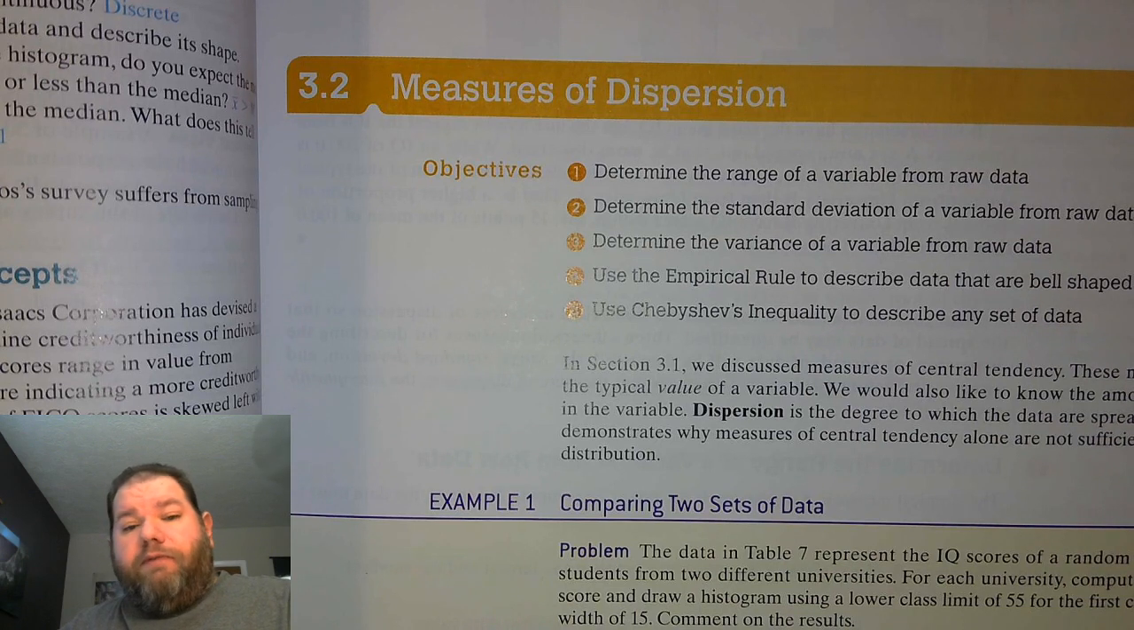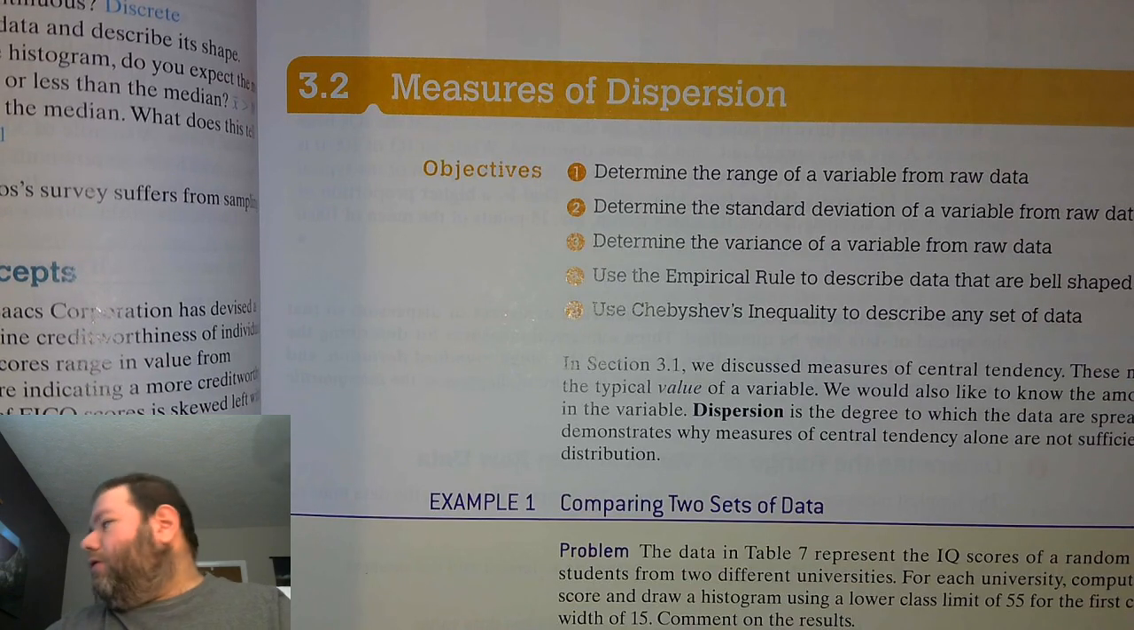so we still have all of the rest of chapter 3 to finish first, but let's move forward with that then. So section 3.2 is on measures of dispersion, as you can see here.